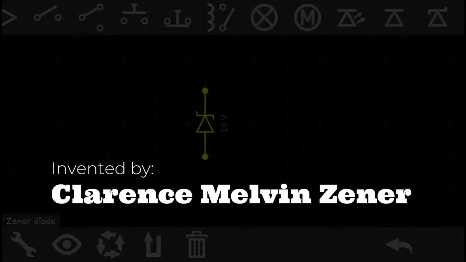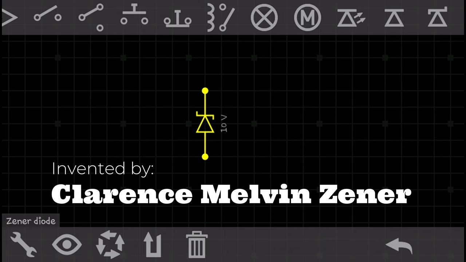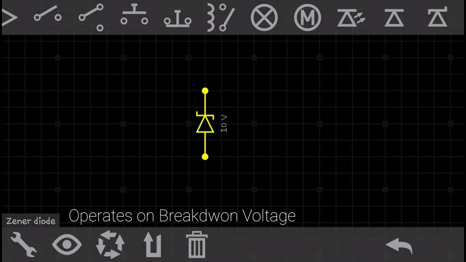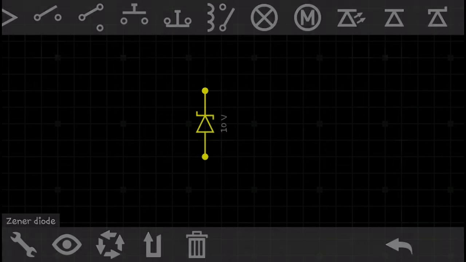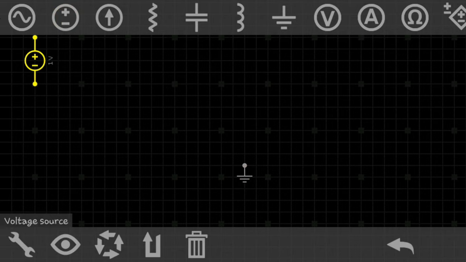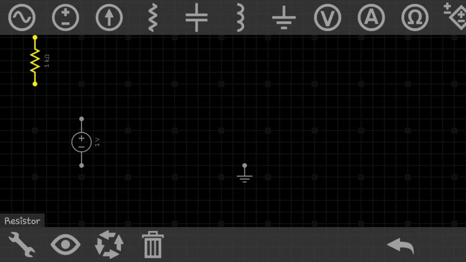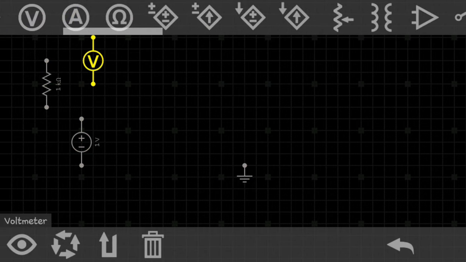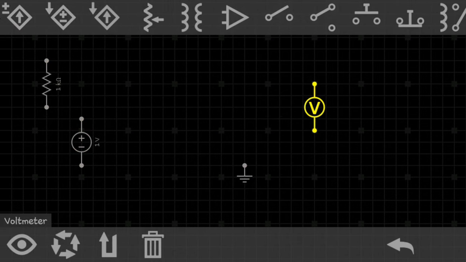Zener diode was first invented by Clarence Melvin Zener, and that's how the diode got its name. So what's so unusual about it? Well, a Zener diode operates in the breakdown region, while a normal diode works at the cut-in or threshold voltage. It's not that a Zener diode doesn't work in forward bias, though they do, it's not usually recommended.